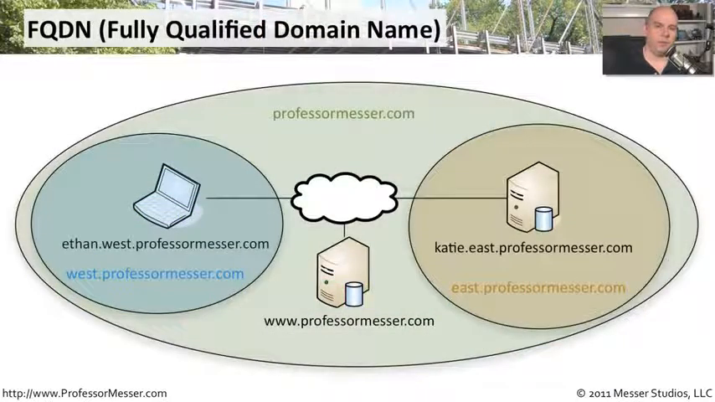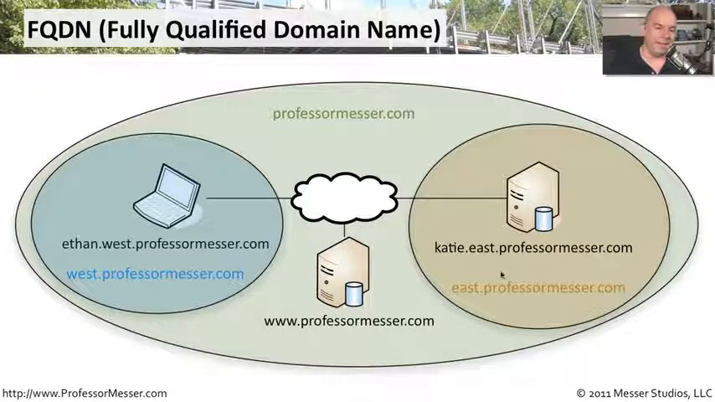If we were to view the professormesser.com domain then in a graphical form, it might look something like this. This large circle on the outside is professormesser.com, and inside that, I might have a fully qualified domain name for my web server, and that fully qualified domain name is www.professormesser.com. So we're putting the entire view on here. If we looked at this individual server, the server might be called www, but because it's in the professormesser.com domain, we would call this fully qualified domain name as all of those put together.